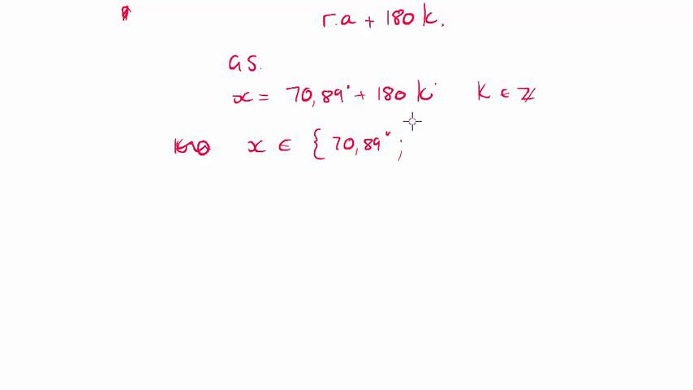So now I'll go in the opposite direction. I'll start subtracting. So I'm going to subtract 180 once. So it's 70.89 minus 180. Is negative 109.11, is it?